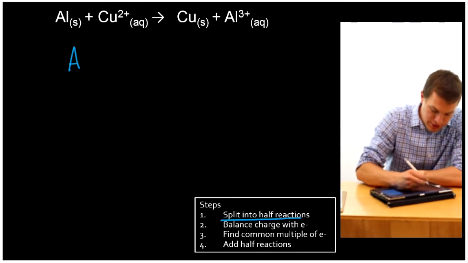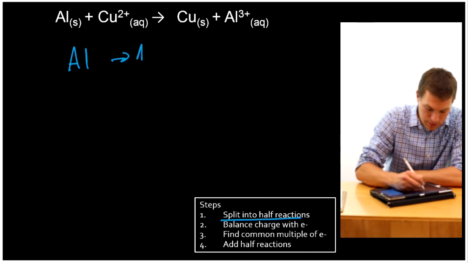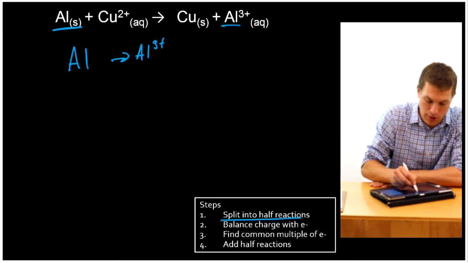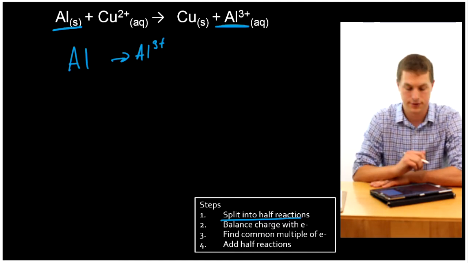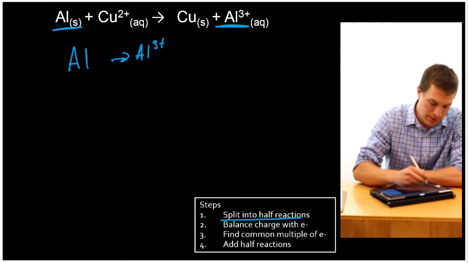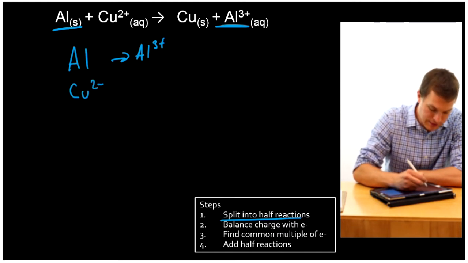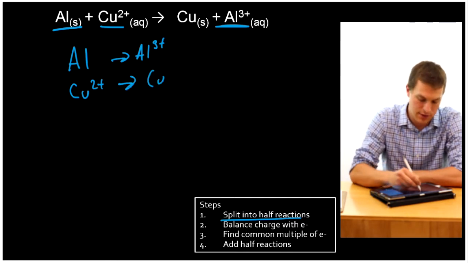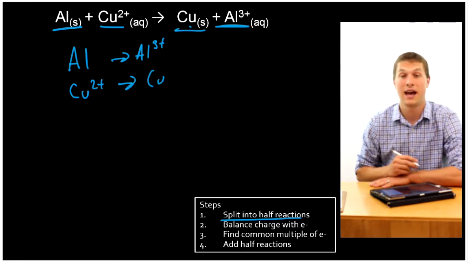So we're going to write one reaction where we have aluminum going to aluminum 3 plus. So when I split it in half, I just look for the element on the left and the element on the right, and I bring them down without anything else. So the neutral is on the left and the 3 plus is on the right. Now I bring down my copper. So I bring down copper 2 plus, has to be on the left because that's what's on the left here, and copper on the right because that's what's on the right there. All right, so that's splitting into half reactions.